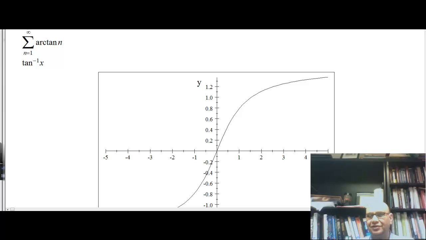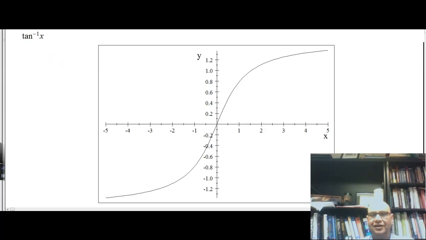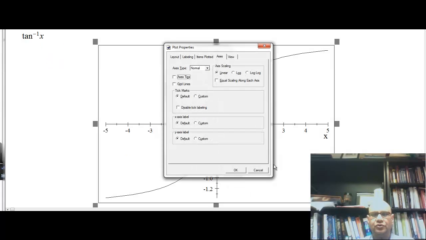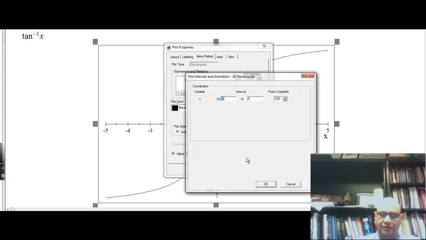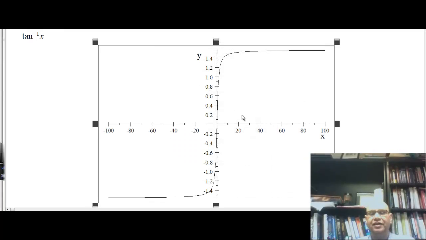Remember that right here. Okay, so see this here, as x goes to infinity, or even negative infinity, what happens? The tangent inverse x approaches what? Infinity. No, look here, not infinity, look. When x goes to infinity.